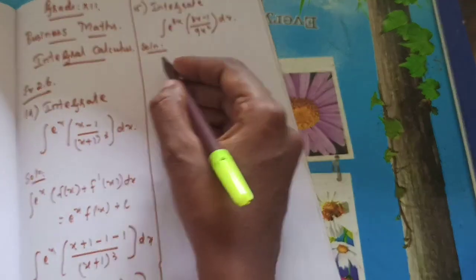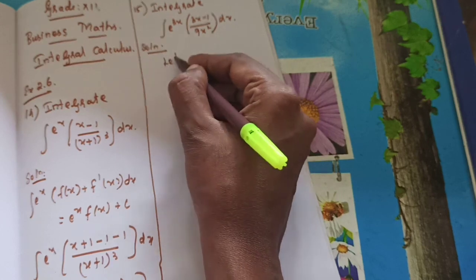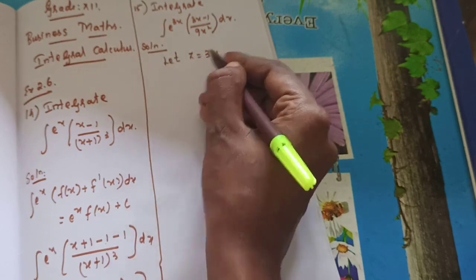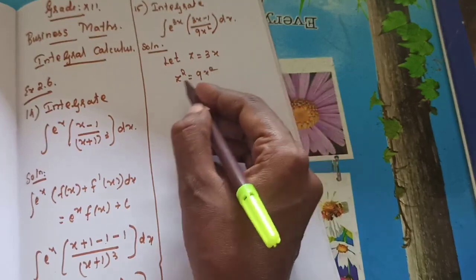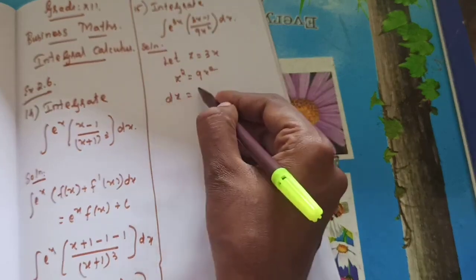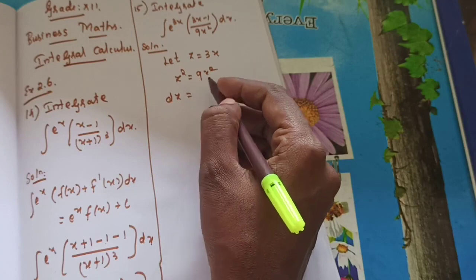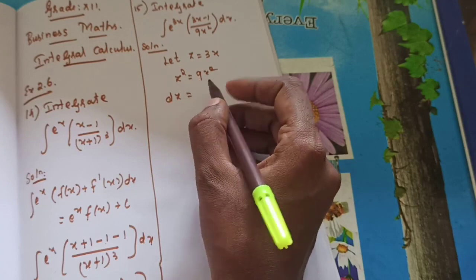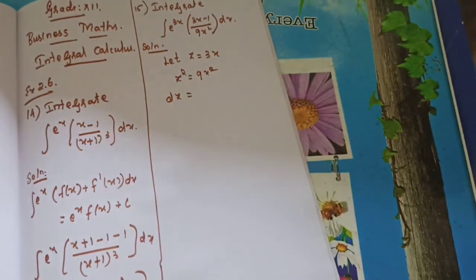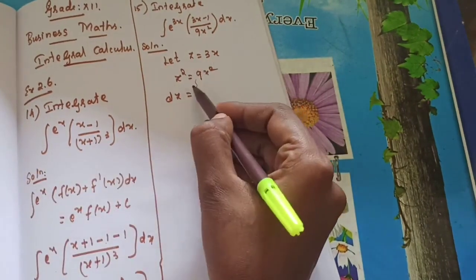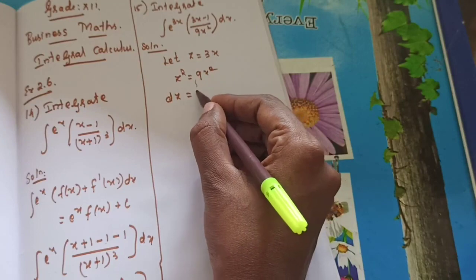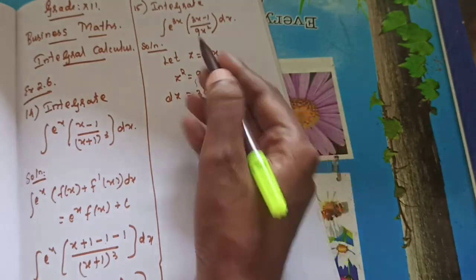So I am considering one substitution here. Let z is equal to 3x. So z square how much you will get? 9x square. Okay. So dz how much you will get? Dz is equal to, 3x is there, so how much you will get? 3 dx. Is it right? Now you can substitute here.